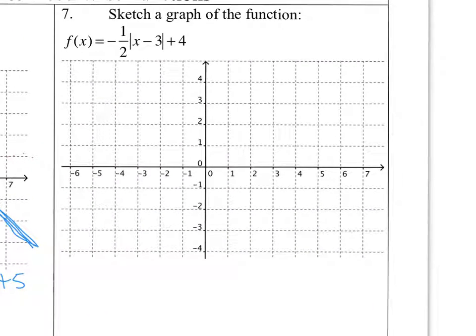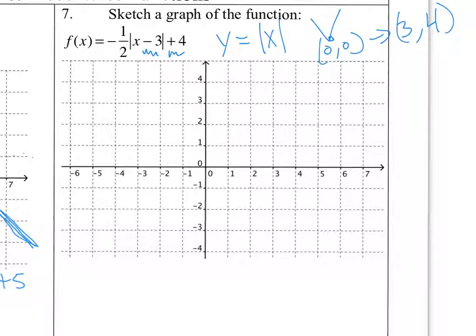Number 7, let's graph this in 2 separate ways. Did he say 2 ways? He did say 2 ways. Woo! First up, I'm going to think about this like a mother function that it is, and I'm going to start based on my graph of y is equal to the absolute value of x, which we know has a vertex at 0, 0. First thing that's going to change is that my vertex is going to shift to positive 3, the opposite of what's inside, positive 4. All right, there's my vertex.